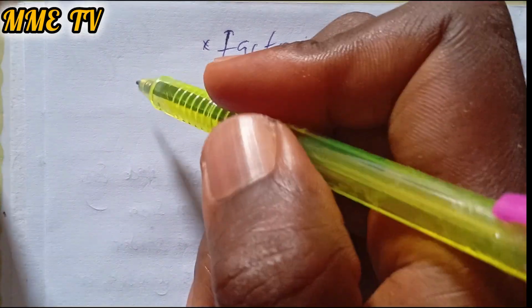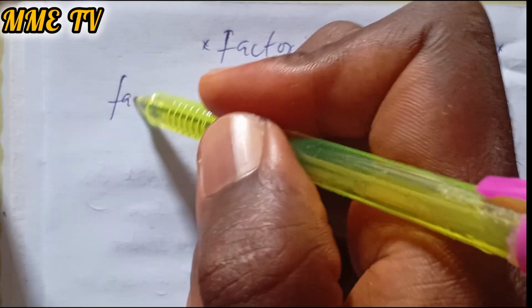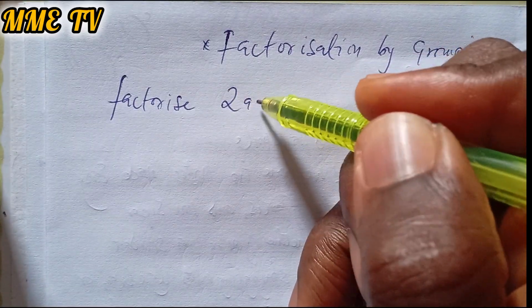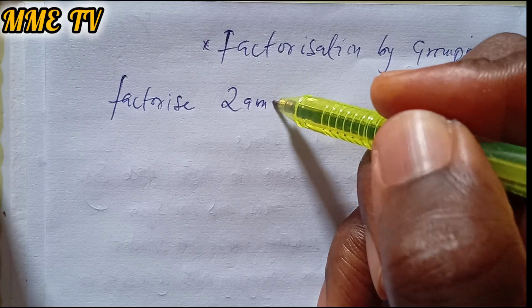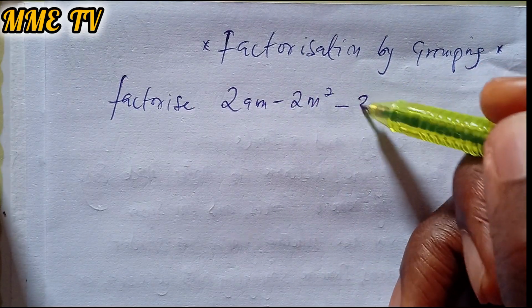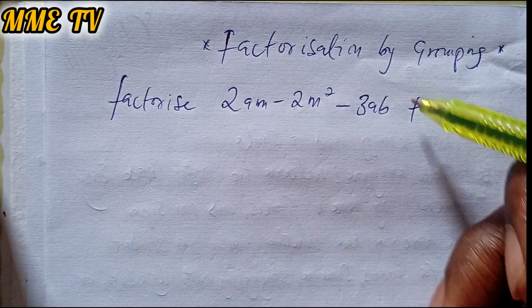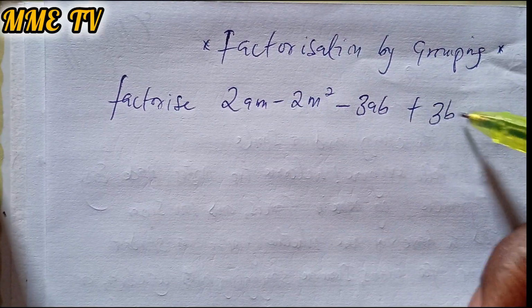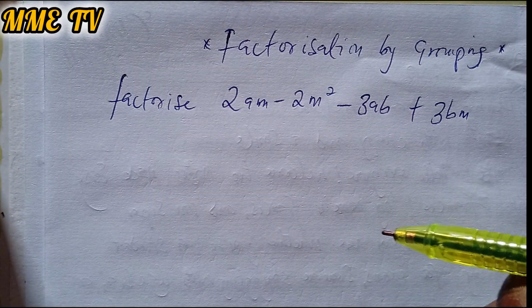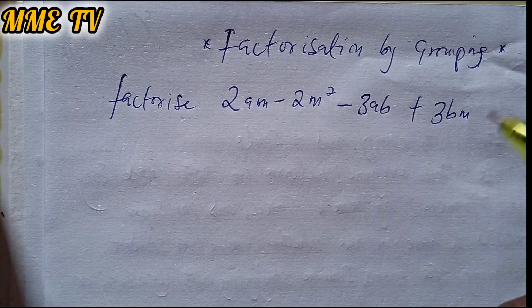So, assuming you are asked to factorize 2am minus 2m raised to the power of 2 minus 3ab plus 3bm. You're asked to factorize this, right? Now, what are you supposed to do?